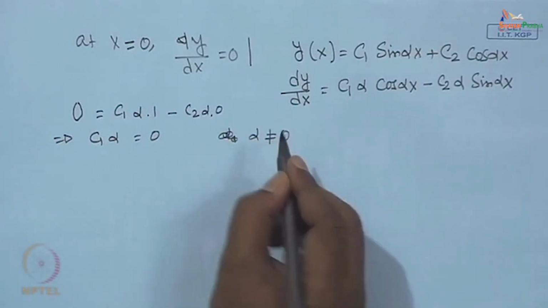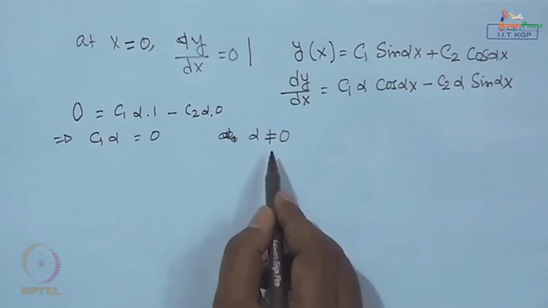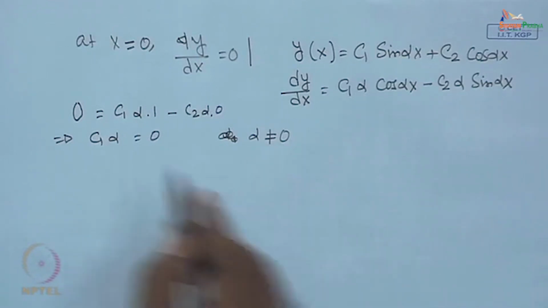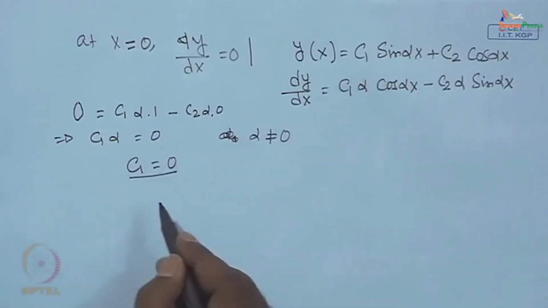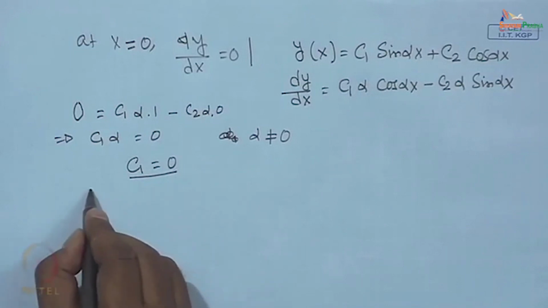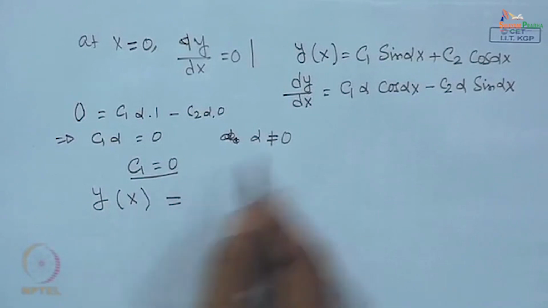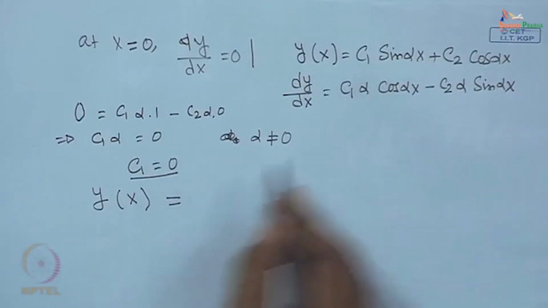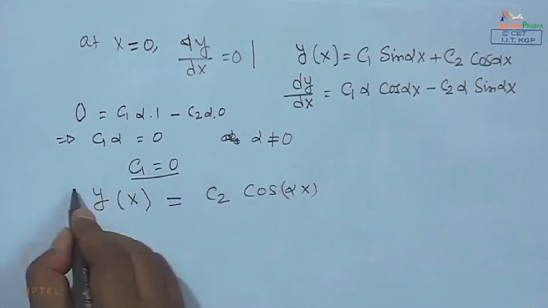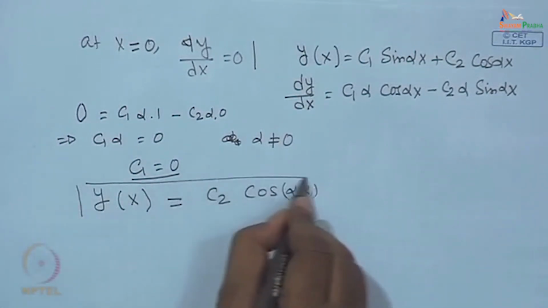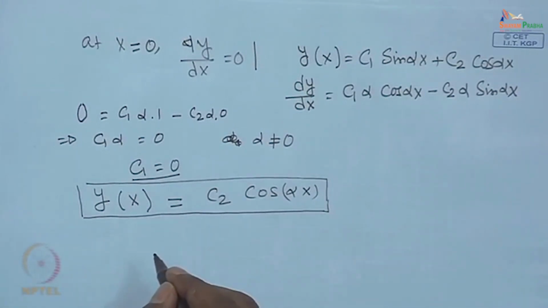Alpha is not equal to 0, because if alpha is equal to 0, you will be landing with a trivial solution again, and we are not looking for a trivial solution. That means c1 is equal to 0. If c1 is equal to 0, let us see what we get. The solution we will be getting is y as a function of x, since c1 is equal to 0, c2 cosine alpha x. That is the form of the solution we are getting, and this solution is a non-trivial solution.